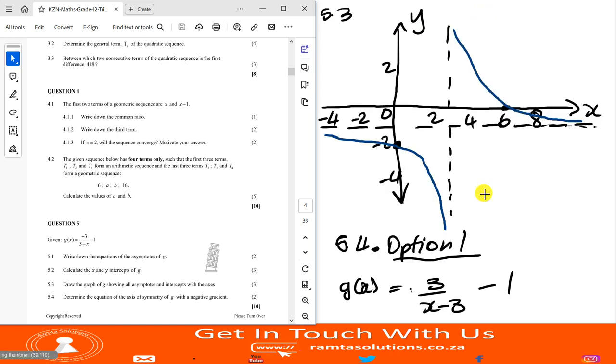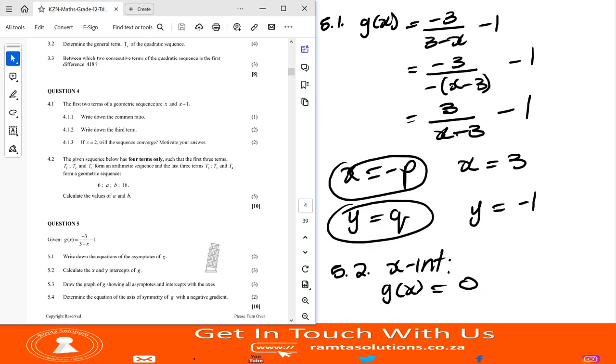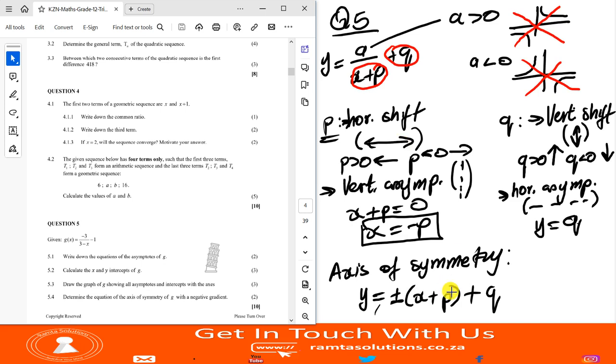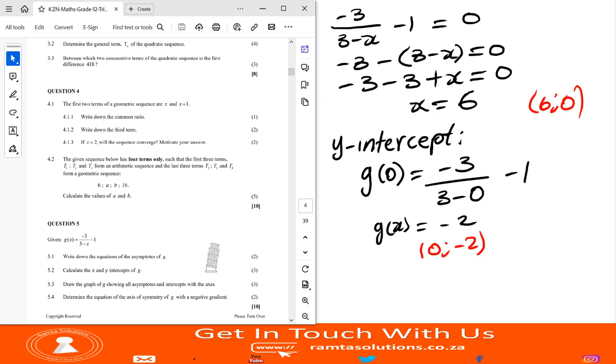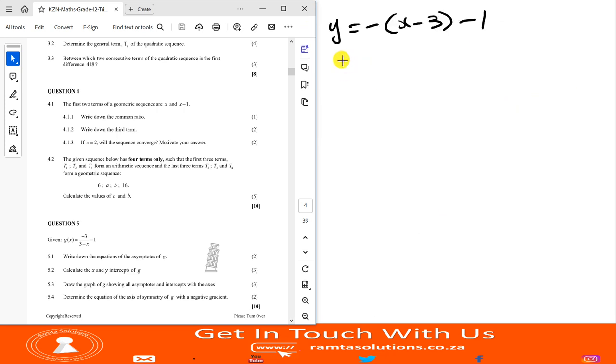If you remember, let me go back to the introductory. I said it'll be this part plus minus this part plus this part. Okay? Perfect. Now this becomes y equals negative x plus 3 minus 1. Therefore, this means we have y equals negative x plus 2. Okay, your asymptote is negative x plus 2.